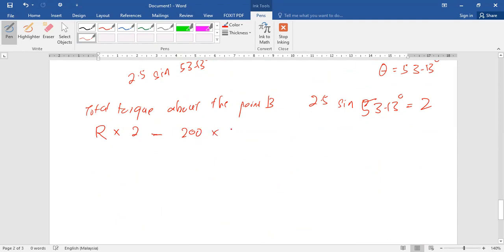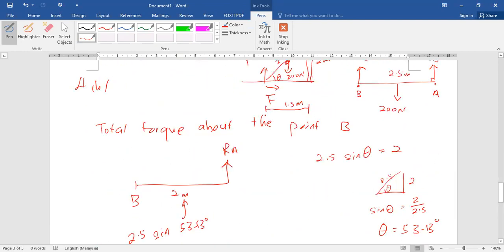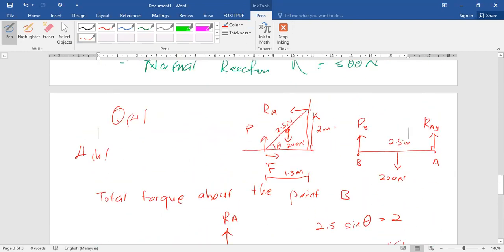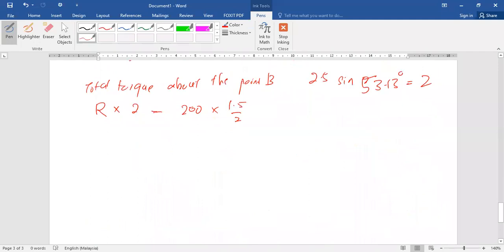times 1.5 over 2, because the weight is at the half. So this 1.5 divided by 2 means it will be 0.75. So it will be equal to 0 because of static equilibrium. The ladder is not moving, static equilibrium. So from here, we get that R will be equal to 150 over 2. We get that it will be 75 Newton.